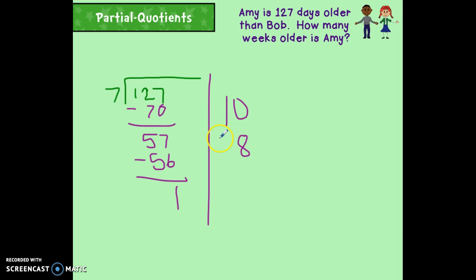So now I look over here and I ask myself, okay, how many times does 7 fit in there? Well, first it fit 10 times, then it fit 8 times. So it fit 18 times, and there was 1 left over. So Amy is 18 weeks and 1 day older than Bob.